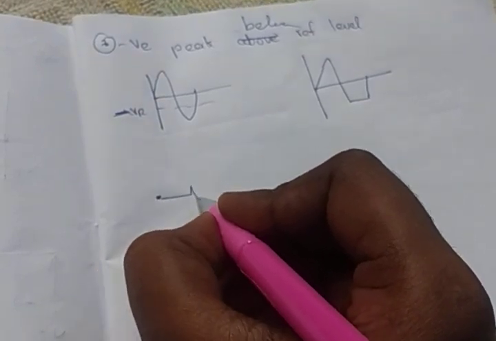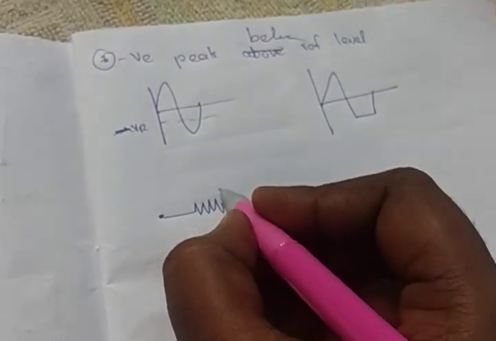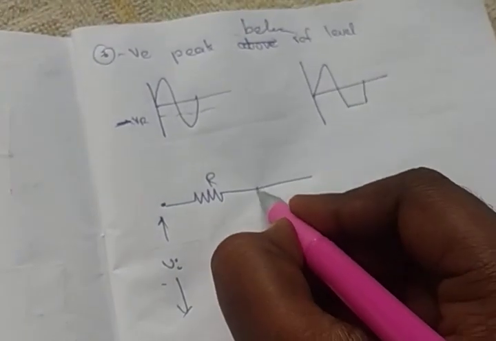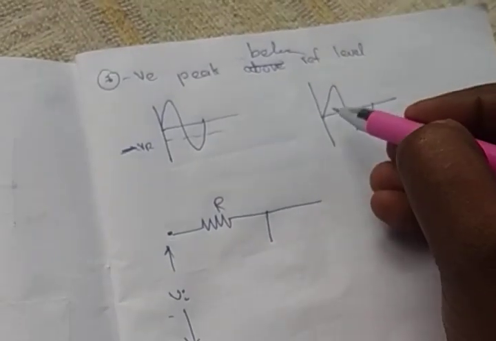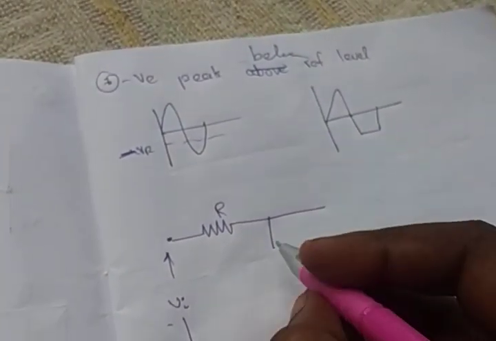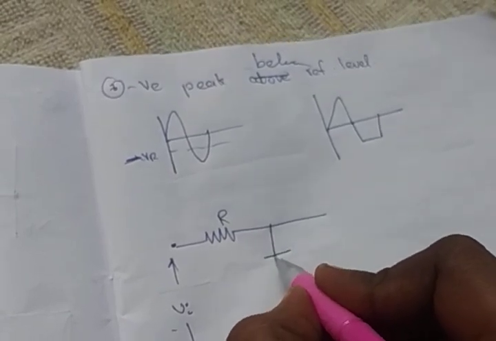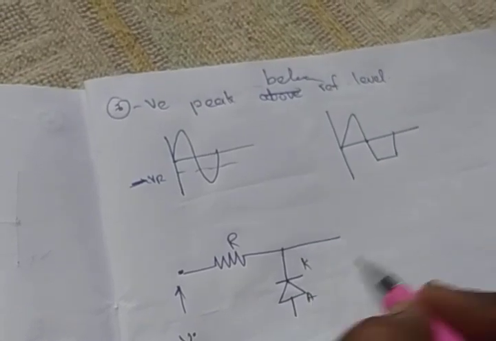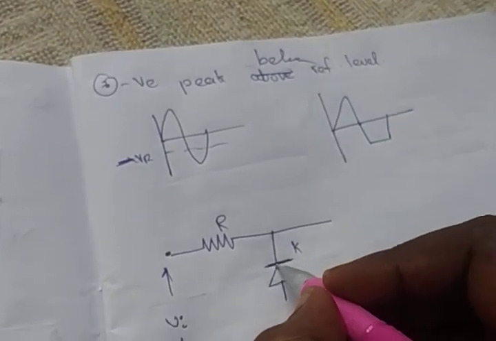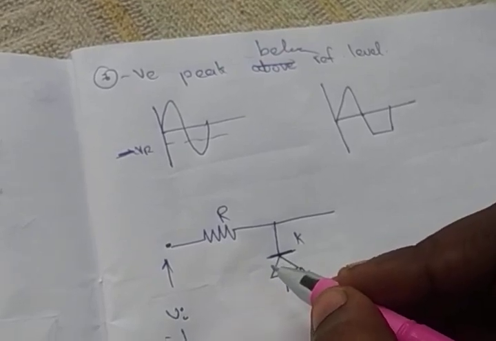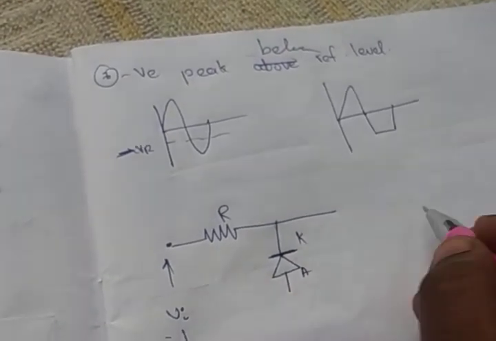So we have a resistor here, and we set the direction of the diode. We have a positive peak, no? So we have to connect the anode here. No, sorry, a cathode here. Whenever the positive peak occurs, because of this cathode, it should be in reverse biased condition. So then only we get the positive peak.